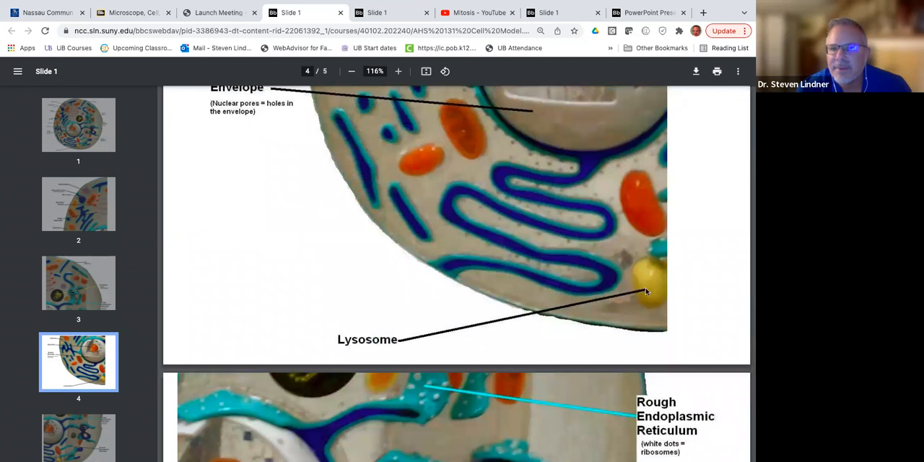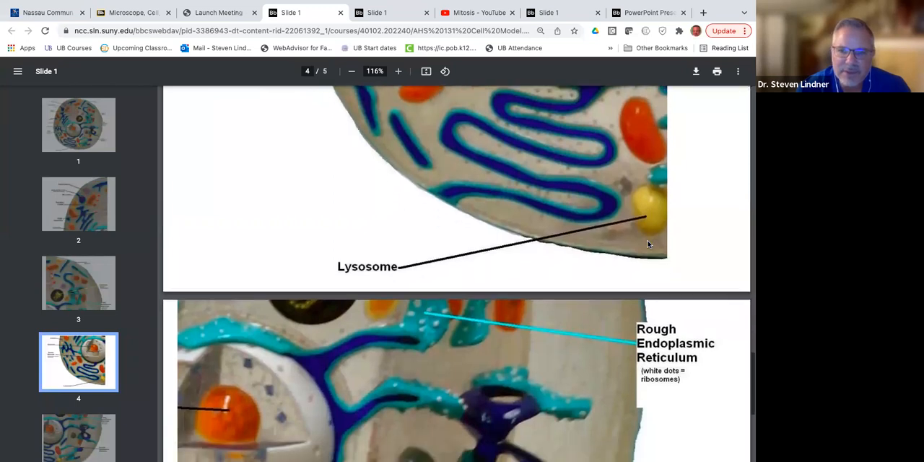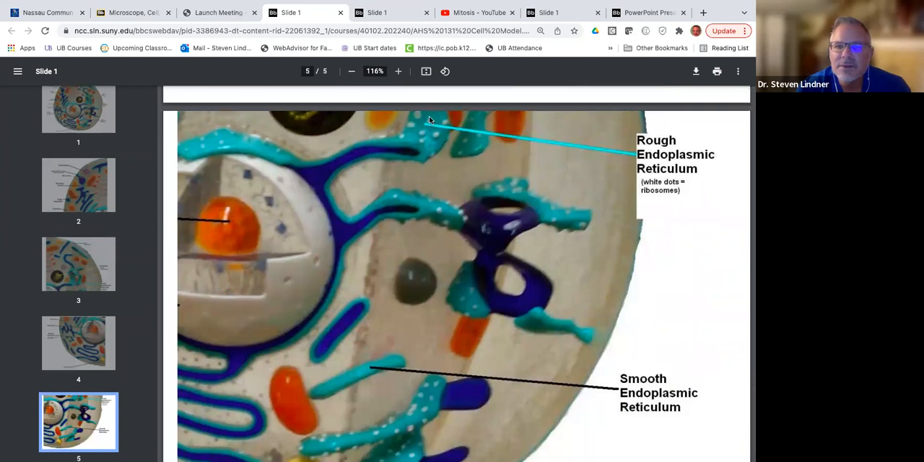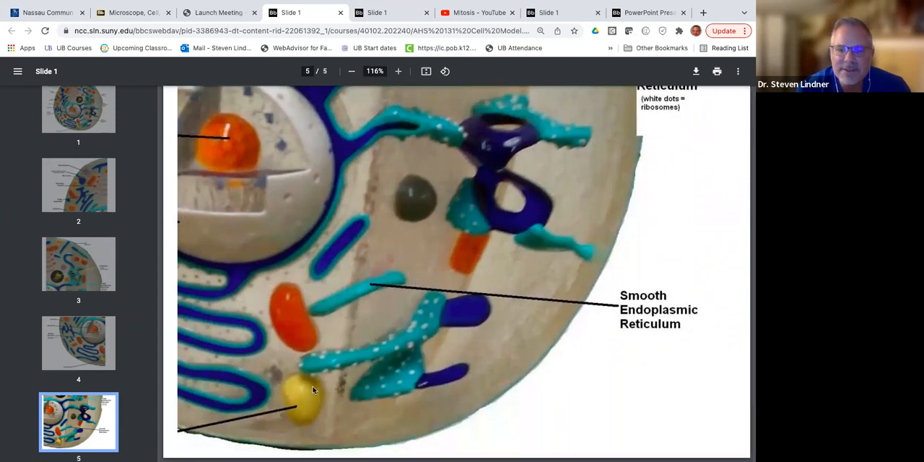And then on the bottom here, we have a lysosome. It's where the digestive enzymes are and hydrogens to clear and remove debris. Here's the rough ER. This is smooth ER, smooth endoplasmic reticulum. The gray one is a peroxisome. Yellow one is a lysosome.